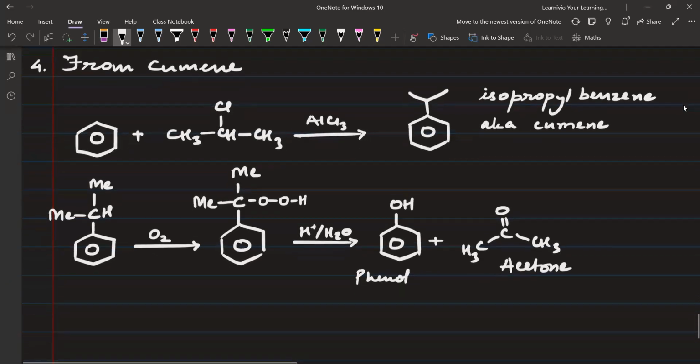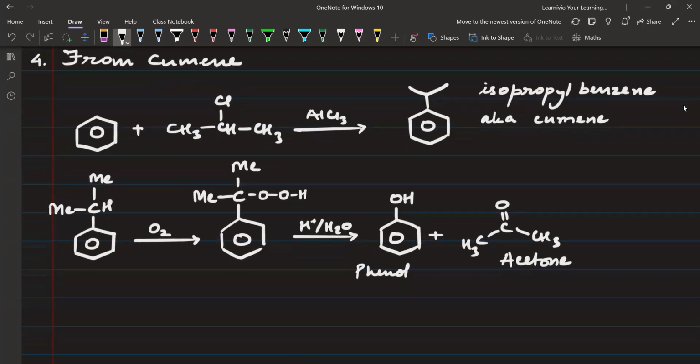ठीक है, इसके बाद लिख लीजिएगा. One more reason for it being commercially important is that the reagent that is going to be used is very cheap. Like O2 and H2O and H plus, all of these are very cheap reagents.